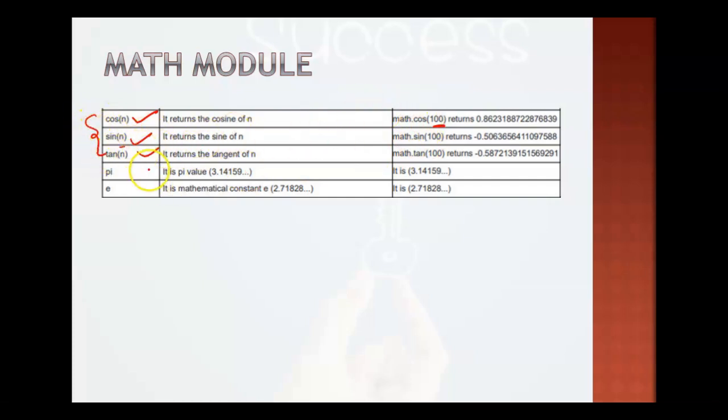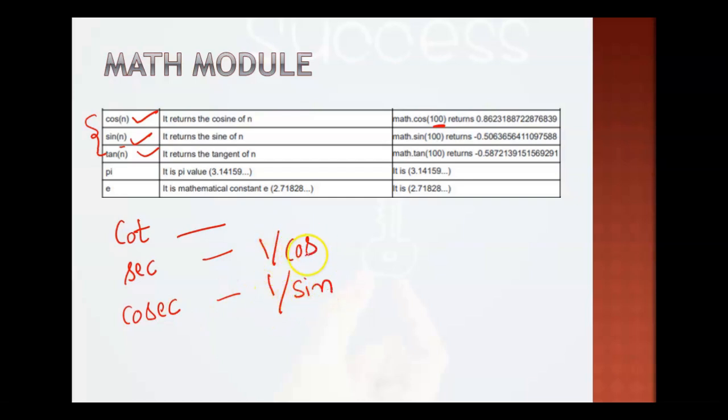So you can ask one question, ma'am, sine, cos, tan is given, but what about cot, sec and cosec? Because 6 are there in trigonometry. Okay, so you should be clear with the formulas, right? Cosec is 1 by sine. Okay, sec is 1 by cos and cot is cos by sine. So these are the formulas. Now you can just reverse these values and you will be able to calculate cot, sec and cosec also.